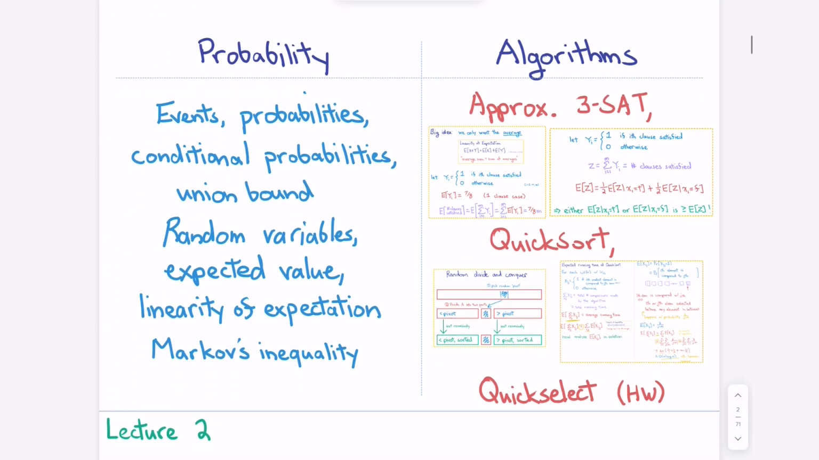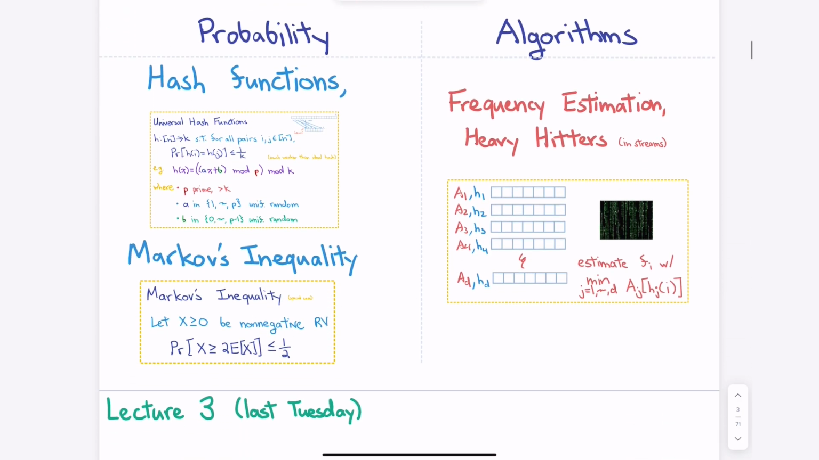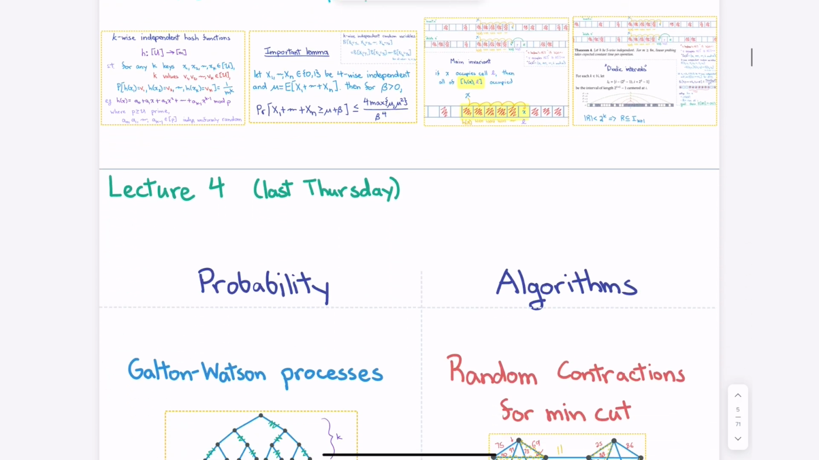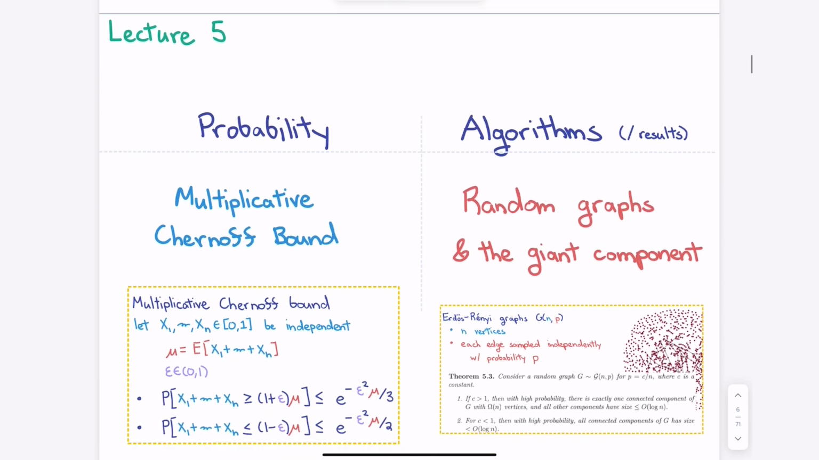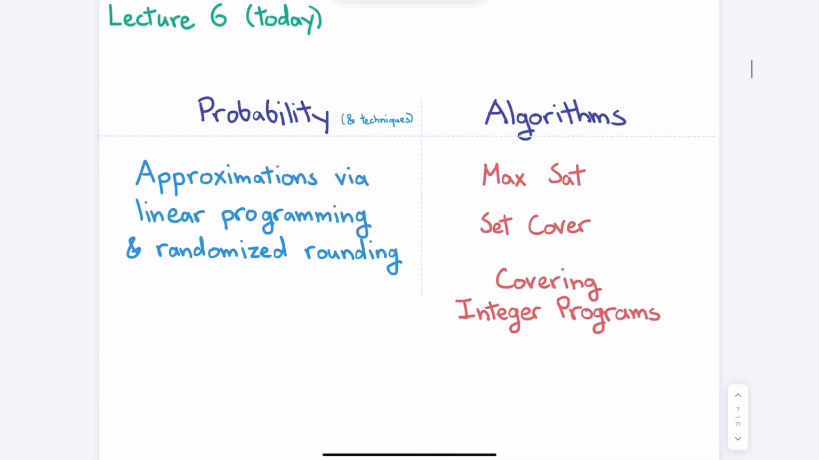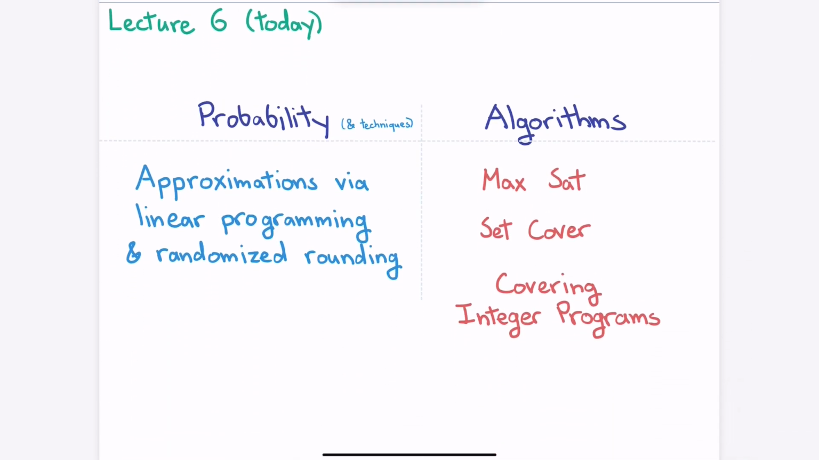Whatever. We've been doing a lot. This is just, I guess, a quick recap. So what are we doing today? Today, we are going to look at three problems. We're going to look at max SAT again, which we did earlier. We're also going to look at a problem called set cover, which you might have seen before. And then we probably won't have time for covering integer programs.